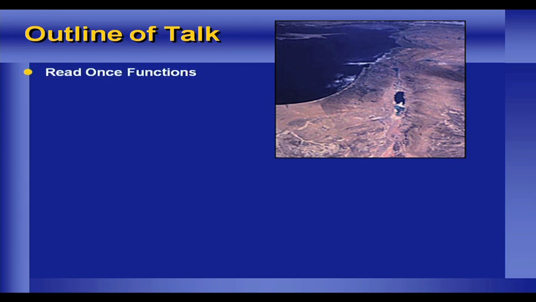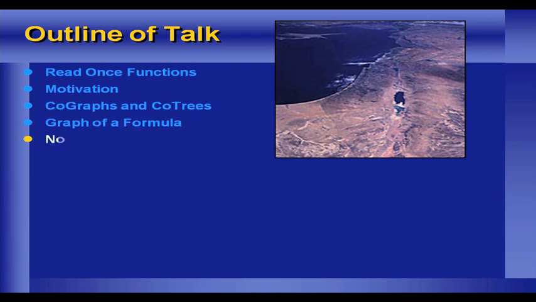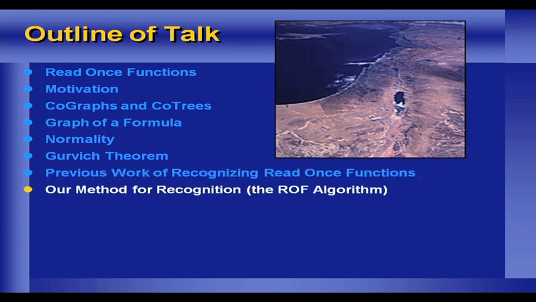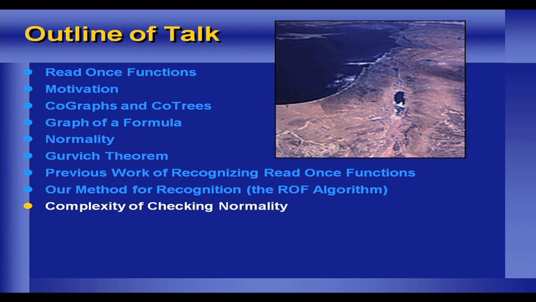So I'll talk about what read once functions are, some motivation. We will discuss CoGraphs and CoTrees, the graph of a Boolean formula, the property of normality, and some previous work on read once functions, and our method for recognizing read once functions using the class of graphs called CoGraphs. Especially the notion of how to implement checking normality will be important, and some other results.